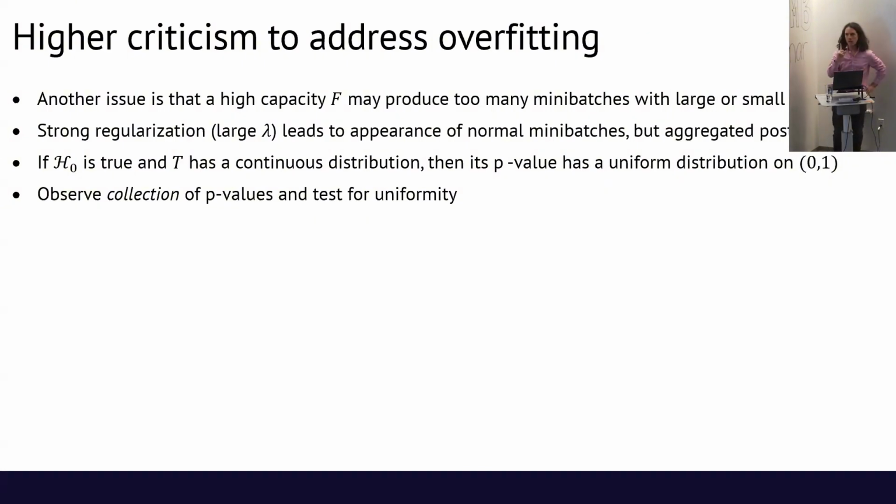But then what can go wrong? So if we have a really high capacity F, and depending on what the regularization parameter lambda is, we could be pushing every single mini batch to normal, right? Would that be a good thing? It would not be a good thing, because if our null is that we have multivariate normality over all of the mini batches, we wouldn't expect every single mini batch to come from a multivariate normal, okay? If the null hypothesis is true and T is continuous, and we look at the distribution of p-values, those should be uniform over 0, 1, okay?